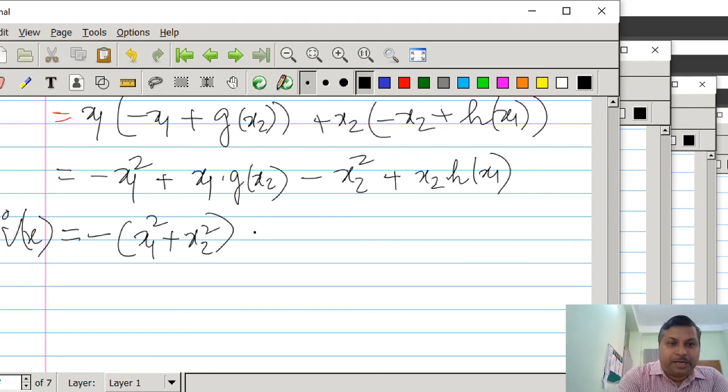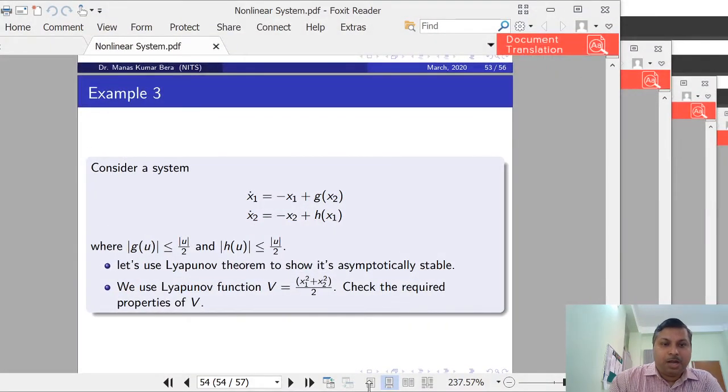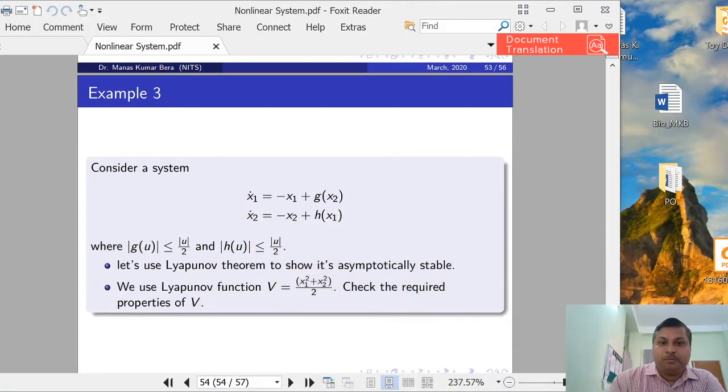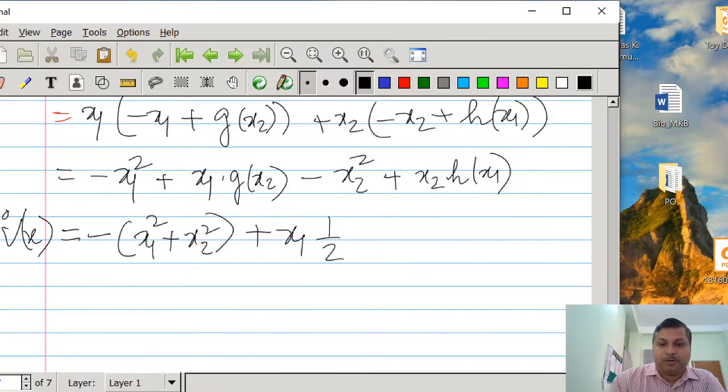But with the additional terms there, x1 and what is g(x2)? So g(x2) will be, according to the nonlinearity, less than or equal to the modulus of x2. And h(x1) is less than or equal to half of the modulus of x1. So we have x1 times the modulus of x2, and plus x2 times half of the modulus of x1.